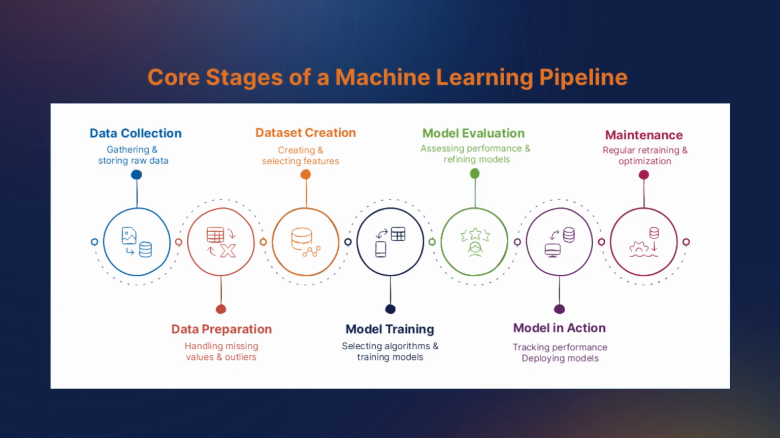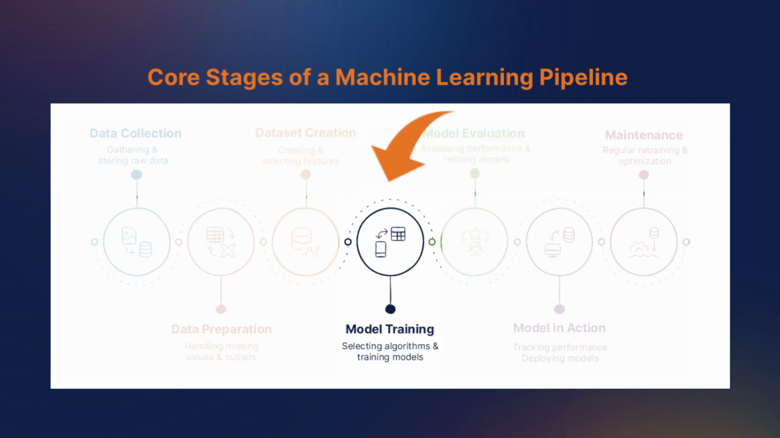Here is a representation of the lifecycle of data in machine learning. It's the journey data takes to train and power AI models. It starts with collecting and cleaning data, then moves to training the model, testing it, and finally deploying it into the real world. Let's take a look at Step 4: Model Training.